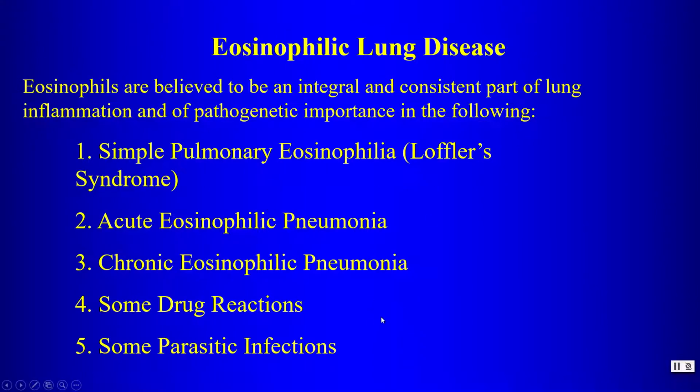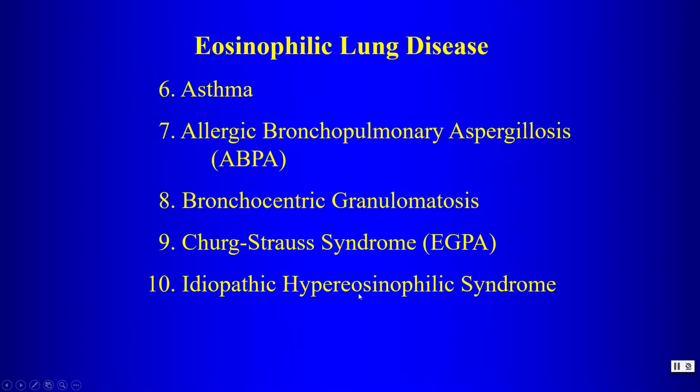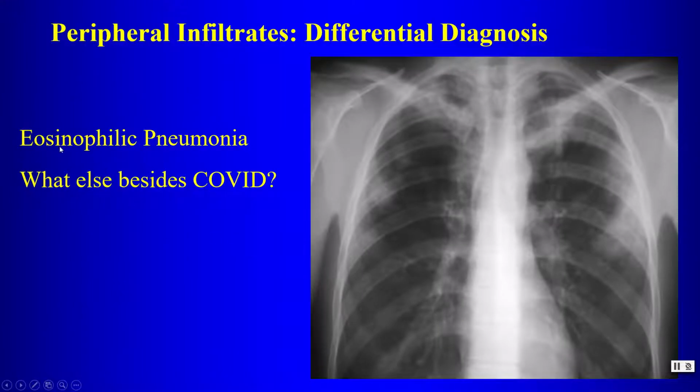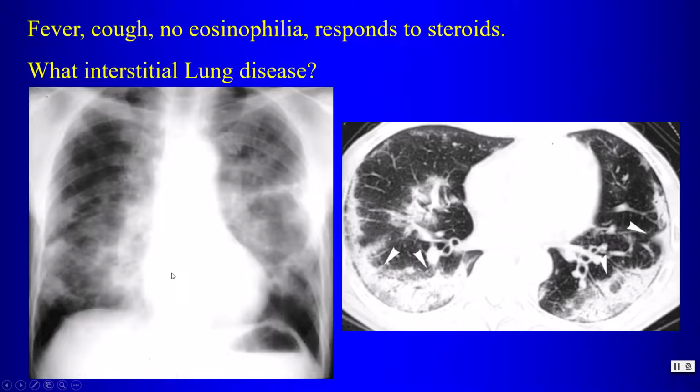So these are the eosinophilic lung diseases that we have touched upon in this discussion of eosinophilic lung disease. So if we have peripheral consolidations and eosinophilia, what is in our differential diagnosis? So simple pulmonary eosinophilia or Loeffler syndrome, chronic eosinophilic pneumonia, parasitic infections, drug reactions, Churg-Strauss, those are the things to consider. Now, besides eosinophilic pneumonia, besides COVID, what else can be in our differential for peripheral consolidations?